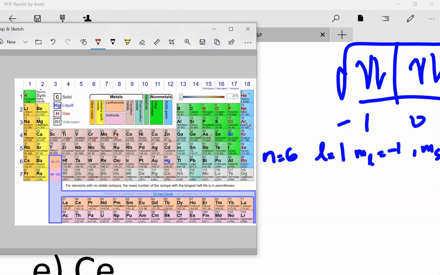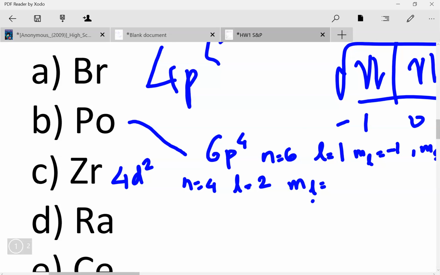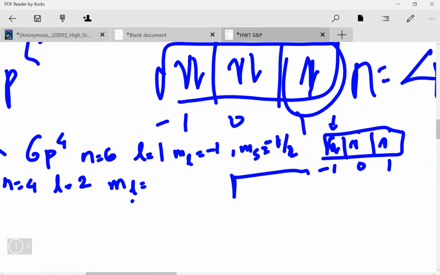Zirconium is a 4d2. n equals 4, l equals d, which is 2, ml equals... because it's a 4d2, that means your d orbital is filling up like so. So -2, -1, and ms equals +½. You could write -½ as well.